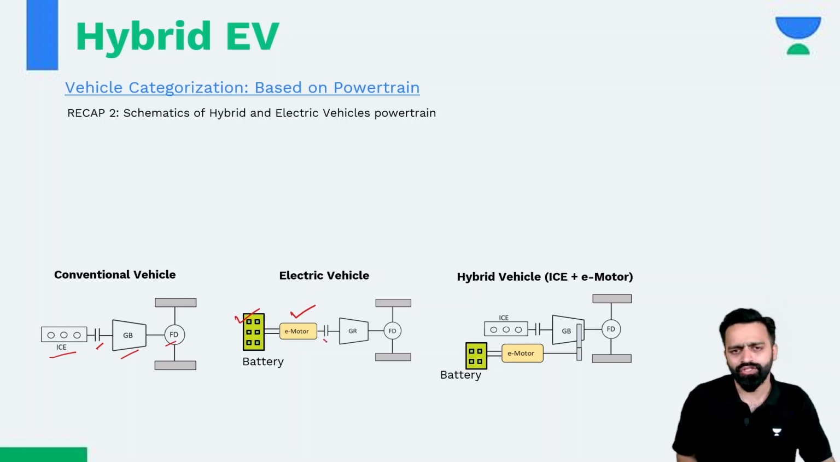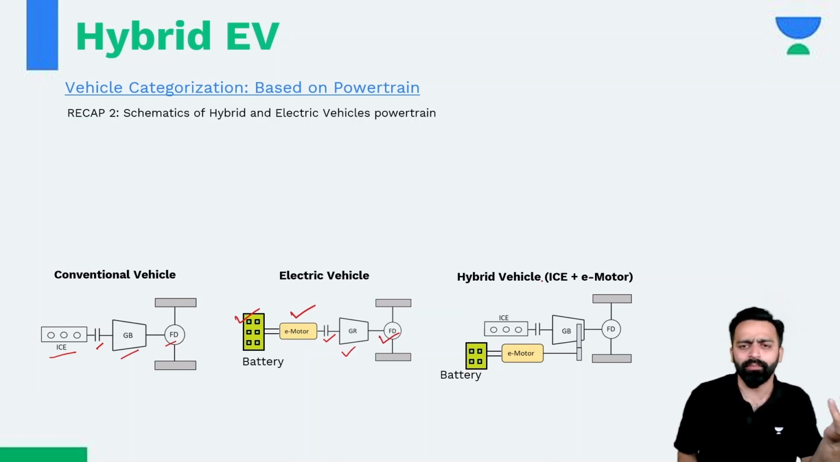Then there is a clutch, of course. In the case of an electric motor, the clutch and gearbox are of no importance at all. There is going to be a fixed gear in an electric vehicle, but to make it simple, we have shown it over here. And there is a final drive which will deliver power to the wheels.